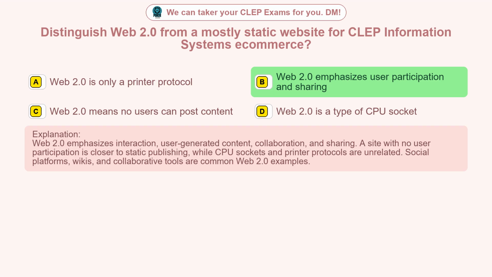Web 2.0 emphasizes interaction, user-generated content, collaboration, and sharing. A site with no user participation is closer to static publishing, while CPU sockets and printer protocols are unrelated. Social platforms, wikis, and collaborative tools are common Web 2.0 examples.